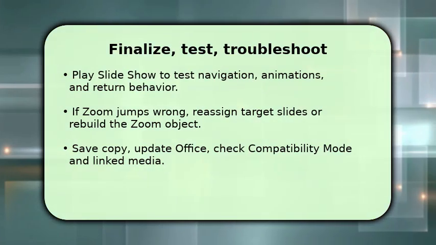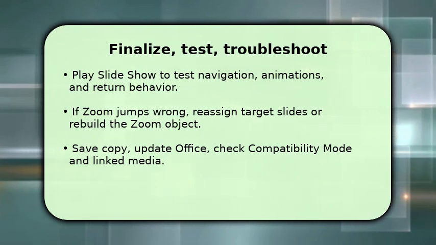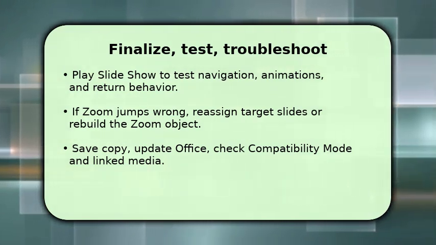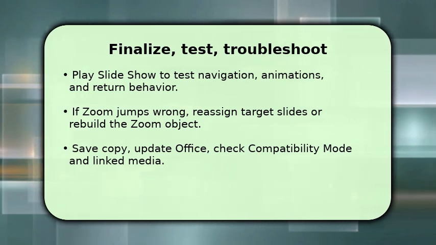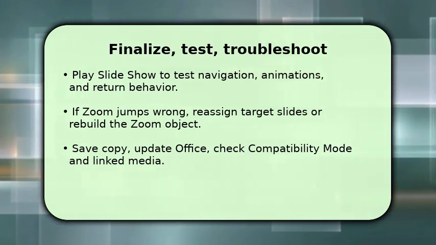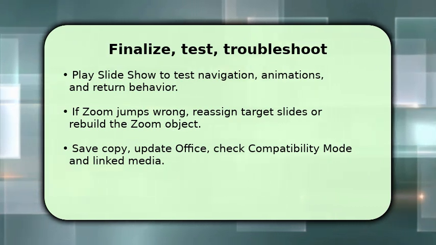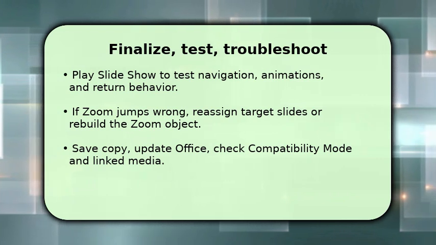To finish, run the slideshow and click each zoom tile to verify it jumps and returns as expected. Test animations and timing while playing. If a jump lands on the wrong slide, edit the zoom and reselect the correct target, or delete and recreate that zoom object to clear corrupted links.